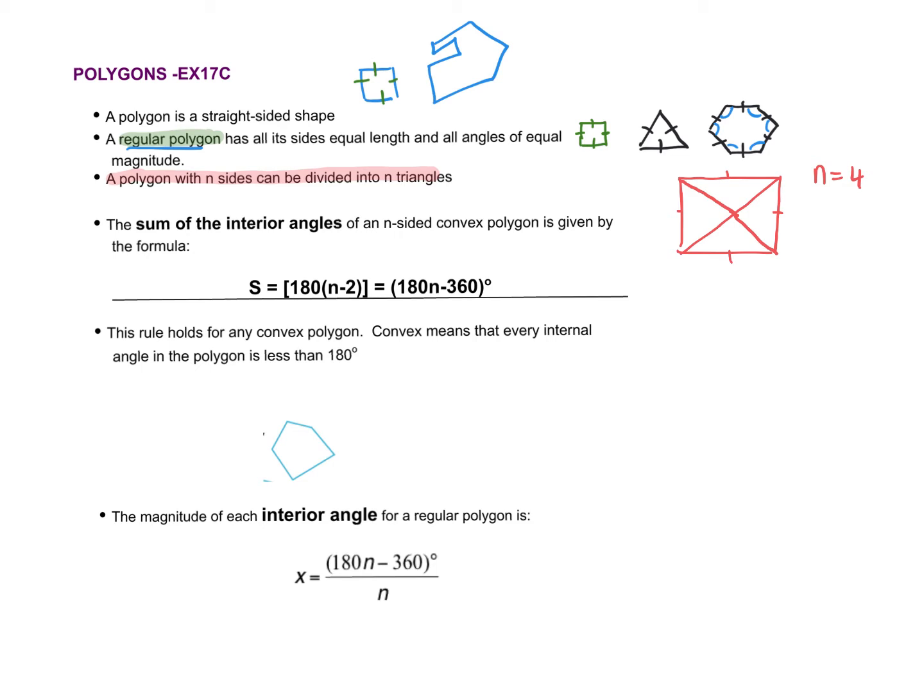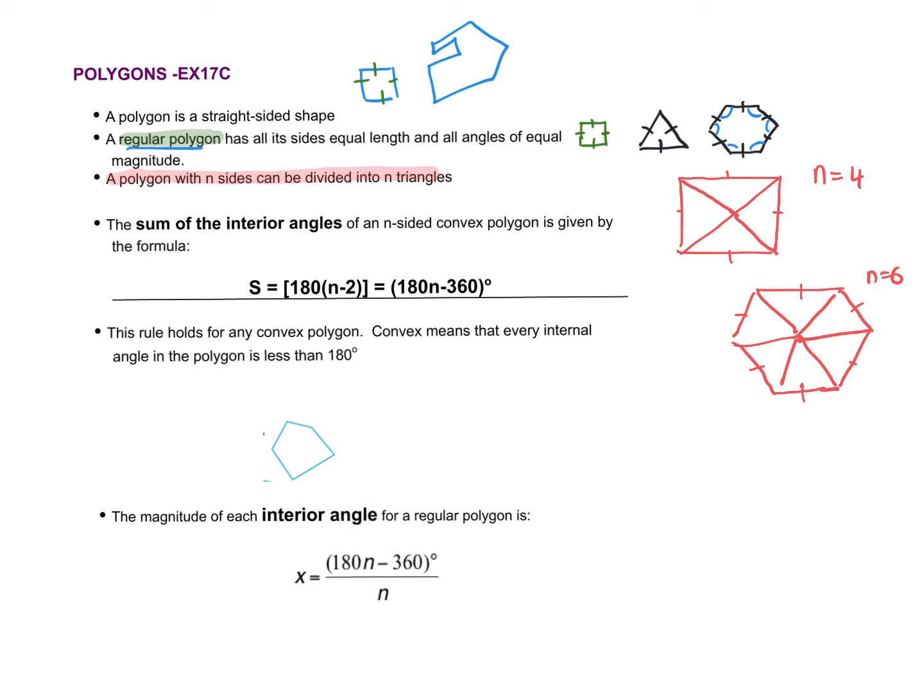Bear with me, I'm trying to draw a regular hexagon here. Regular means they've all got to be equal. I didn't do it too well, but a regular hexagon is 6-sided. Because its n is 6, I can get 6 triangles. So you can see I can divide it up into 6 triangles.